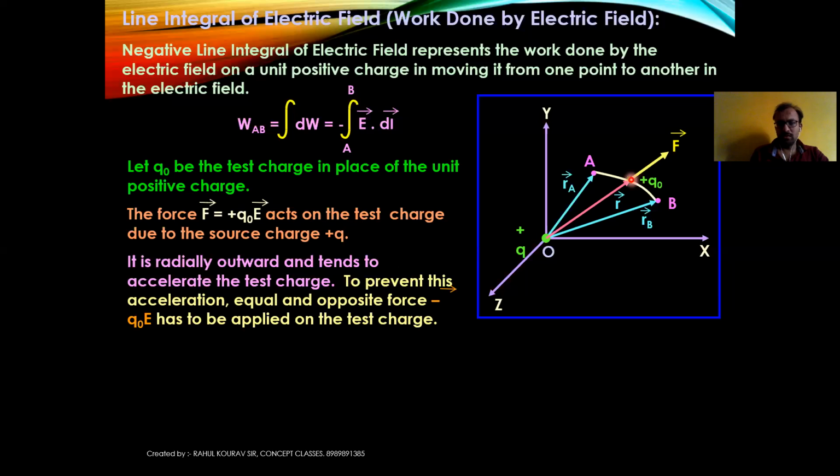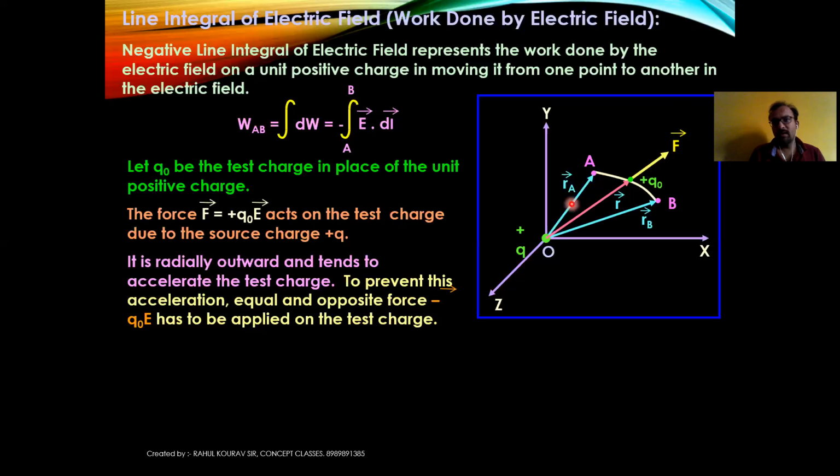Okay, so this is saying that because of the same nature, both being positive, the force is radially outward and tries to accelerate the charge. But when you are shifting the charge from A to B, what happens? We are first creating the electric field here, and because of the electric field, a force will be applied on this test charge.